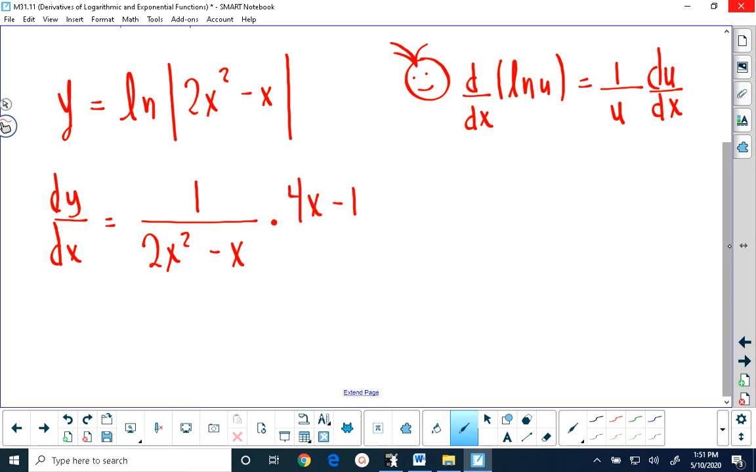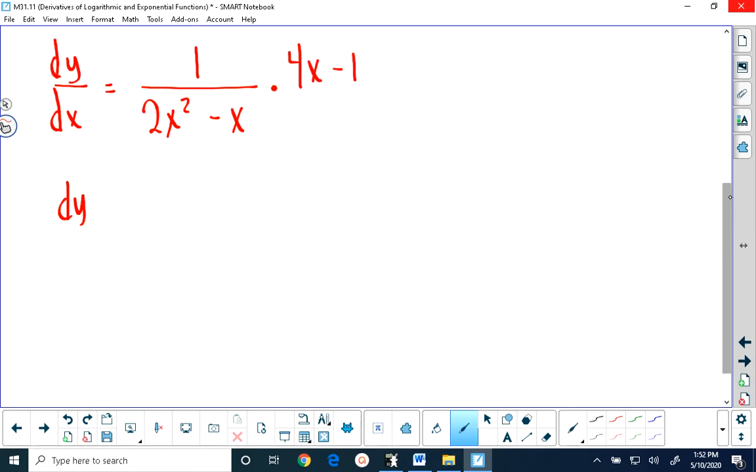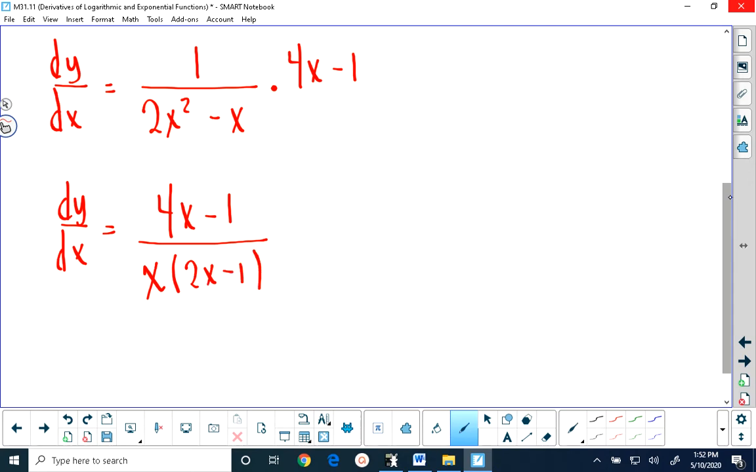And the derivative of 2x squared minus x is 4x minus 1. And that means the derivative dy dx in this example is equal to 4x minus 1 over, I suppose we should factor the denominator and take an x out and be left with 2x minus 1. We're factoring it because expressions are simplifiable once you've looked at them in factored form. Turns out this doesn't lead anywhere, nothing cancels, but that's the answer.